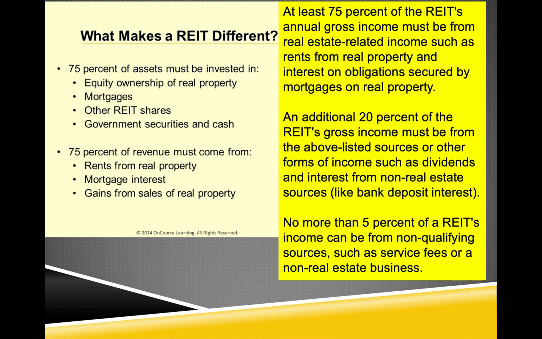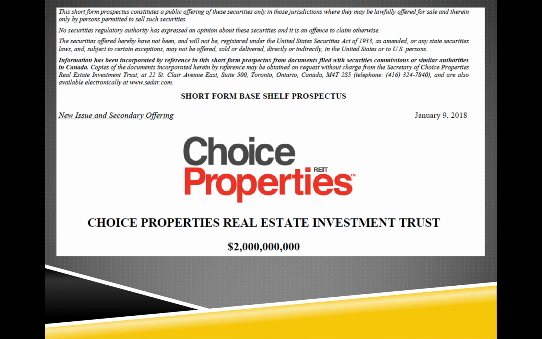If you are running a REIT and you sell a property, it's gone up in value, you're going to have a capital gain on that. So those are basically the tax rules for that. An additional 20% of the gross income must be from the above listed sources or other forms of income, such as dividends and interest from non real estate investment sources like bank deposit interest and the like. And no more than 5% of the REIT's income can come from things like service fees or anything that's not related to real estate.